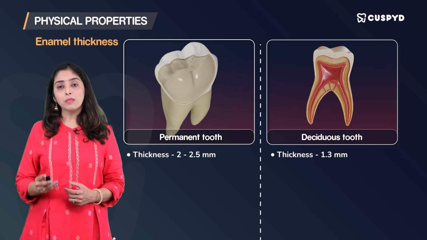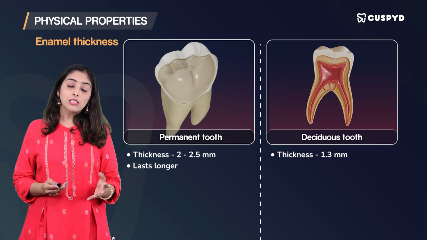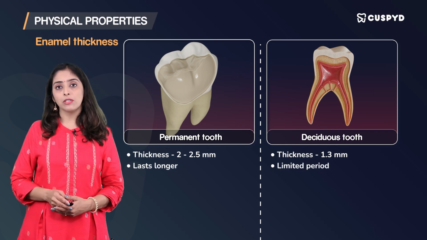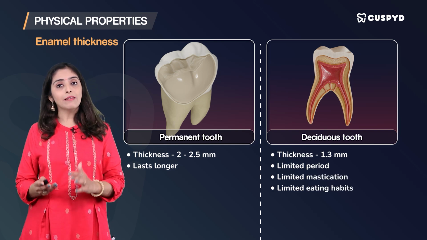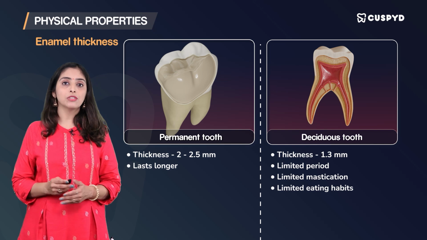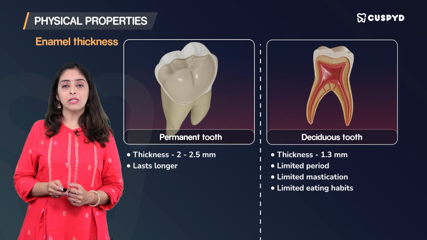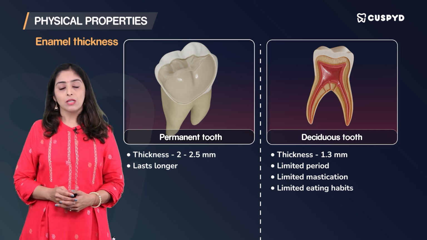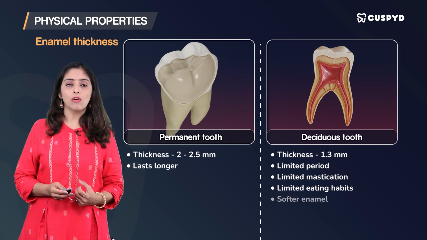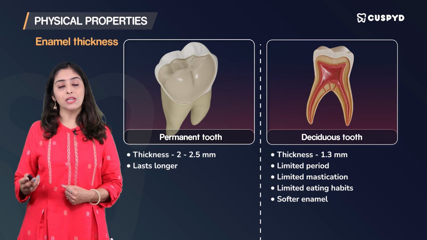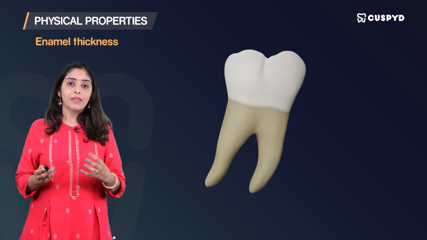The reason is that permanent teeth are supposed to live with you till you die and even after you're dead, whereas the deciduous teeth are supposed to be with you only for a limited period of time. So, limited period of time, limited mastication, limited eating habits, and that is why the thickness of enamel required in deciduous dentition is very low. That is why deciduous teeth have a thinner enamel compared to the permanent dentition. Even the composition of enamel in a deciduous dentition is slightly softer compared to what you find in a permanent dentition.